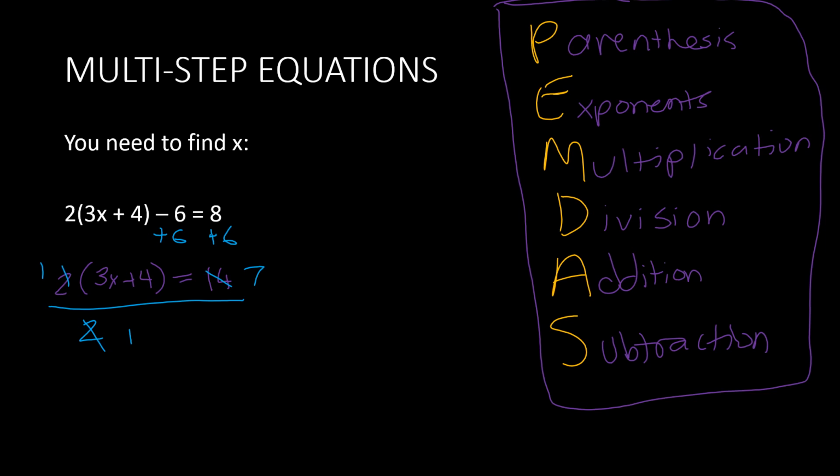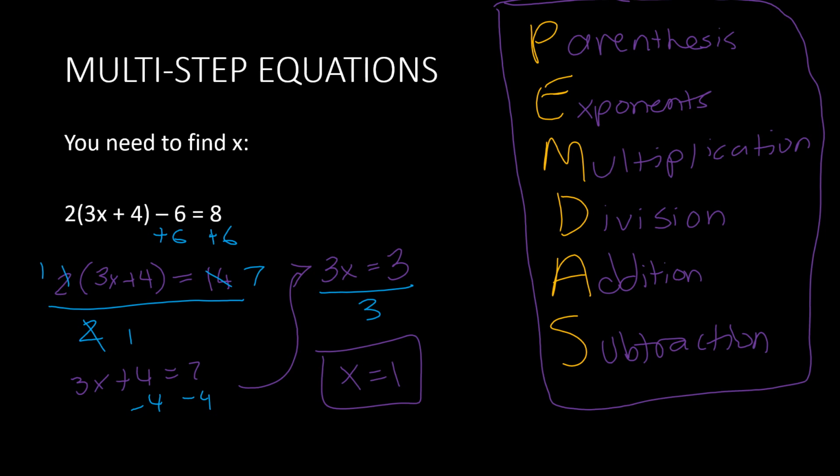So then you get 3x plus 4 equals 7. Then you can subtract 4 on both sides, and you get 3x equals 3. Then you can divide by 3 on both sides, and you finally get left with x equals 1, and that is the answer. So this is pretty easy if you think about it, because you just need to remember that you do the addition and subtraction first. It is a really helpful tip. So now let's go on.